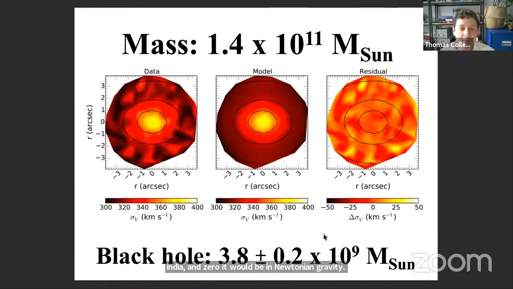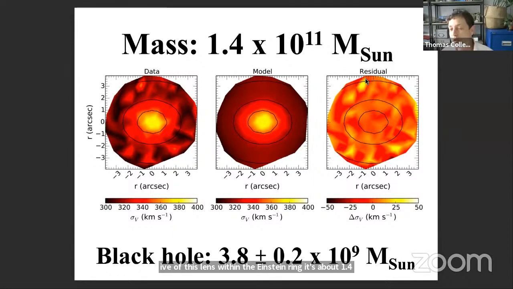So the cool thing is that model is able to reconstruct the data. This is a reconstruction of the kinematic data. You can see it basically gets down to the noise, reproducing those features of the stars moving faster in the center and slightly slower further out. To do that, the dynamical mass of this lens within the Einstein ring is about 1.4 times 10 to the 11 solar masses.